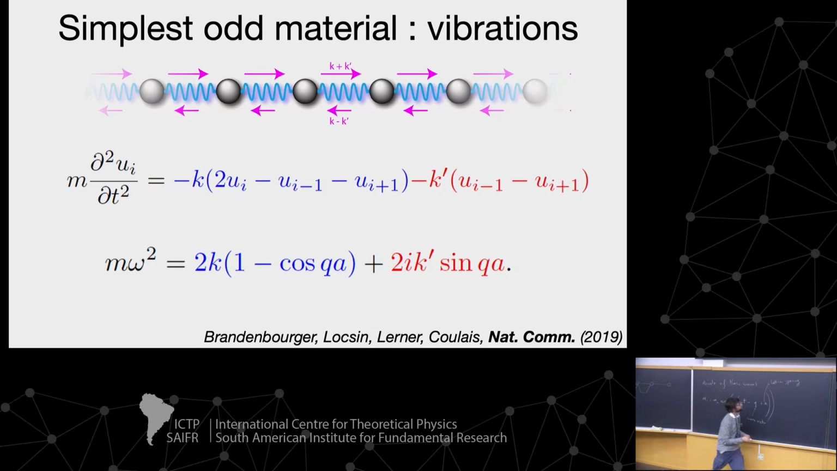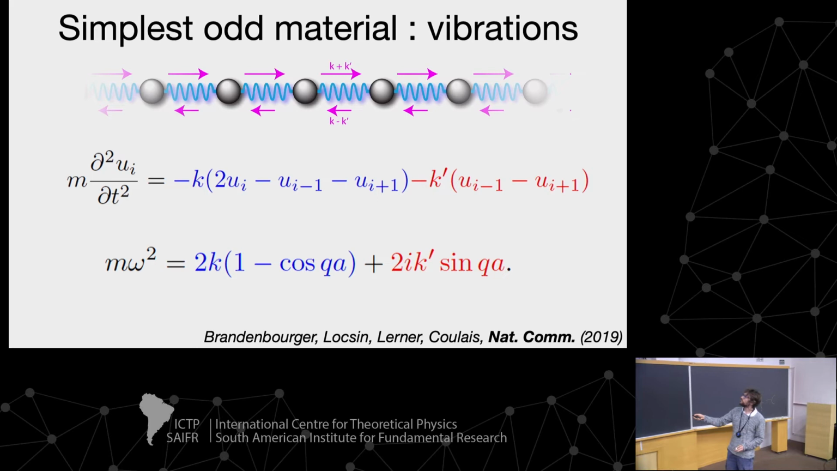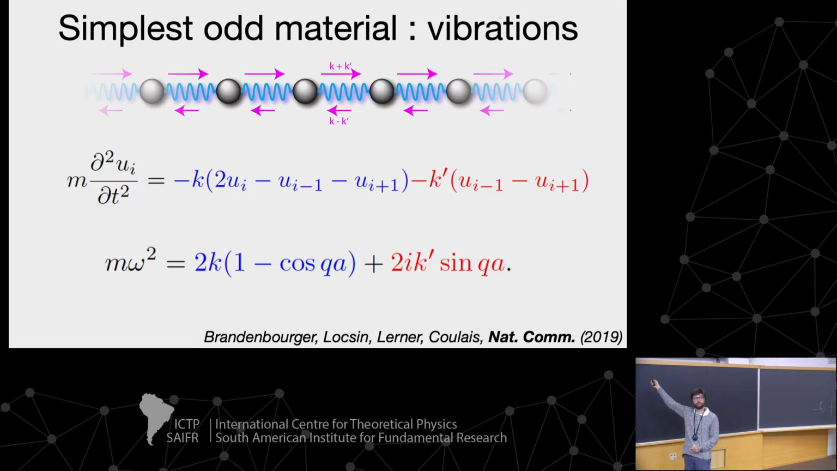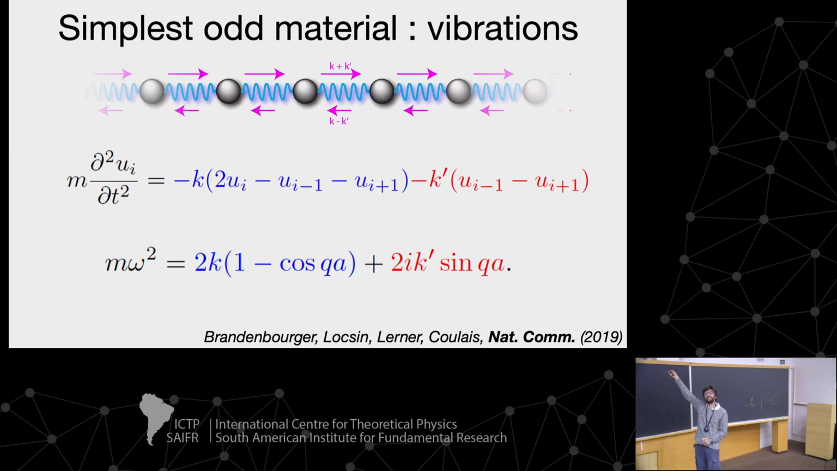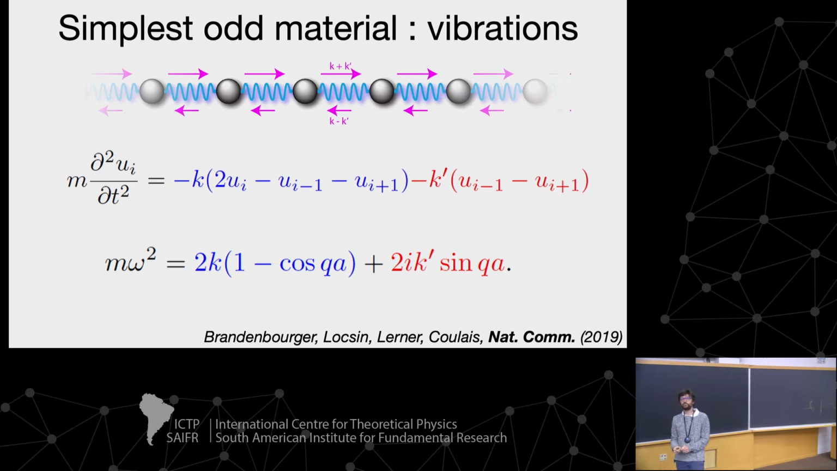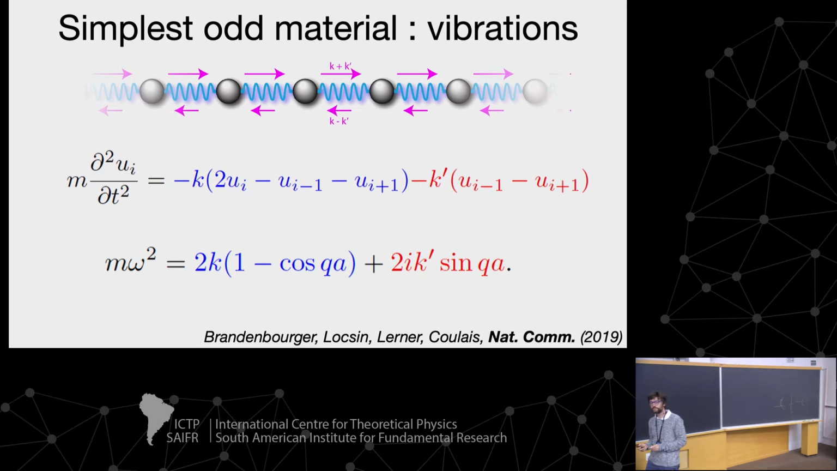Okay. And so what you find here is that you have a frequency square that has this term that depends on k, but this term is actually imaginary. You see here you have an imaginary number, right? And the imaginary number comes from the fact that we had a minus sign. Because exponential iq minus exponential minus iq is actually 2i times sine. And so this asymmetry, this oddness that we had, is really the one that is introducing this imaginary component, right? Okay?